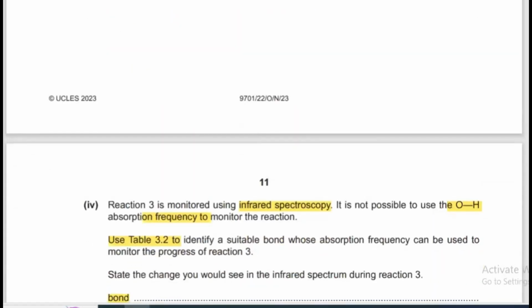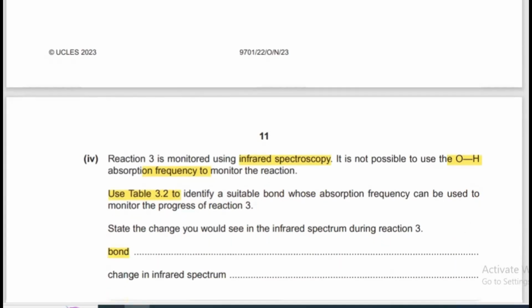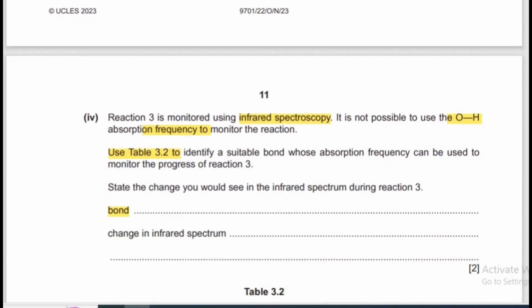The next part is about reaction 3 being monitored using infrared spectroscopy. So this is the question regarding infrared spectroscopy. It is not possible to use the OH absorption frequency to monitor the reaction. So use table 3.2, which is given here, to identify a suitable bond whose absorption frequency can be used to monitor the progress of reaction 3. State the change you would see in the infrared spectrum during reaction 3.